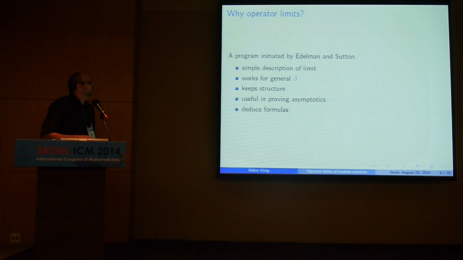This is a program that was initiated by Edelman and Sutton, and they proposed many operators that should be limits of random matrices. So hopefully you get a simple description of the limit. It will work for general beta, I'll tell you about what that is. You keep some nice structure in the limit, which you can analyze, as opposed to just some formulas that are limits of computations. It can be used, hopefully, for proving asymptotics and deducing exact formulas. And I'll show you examples of all of these.